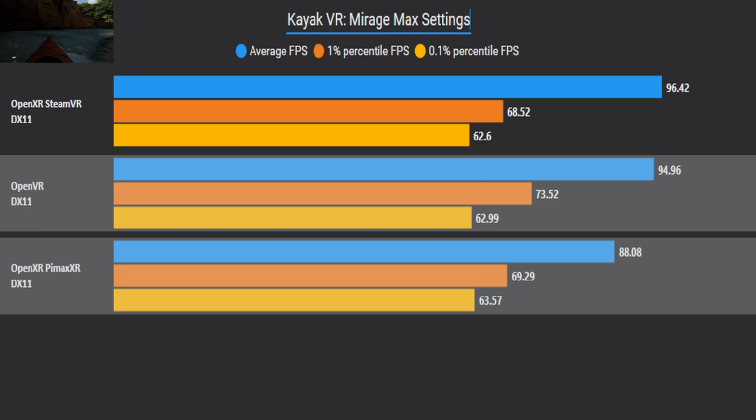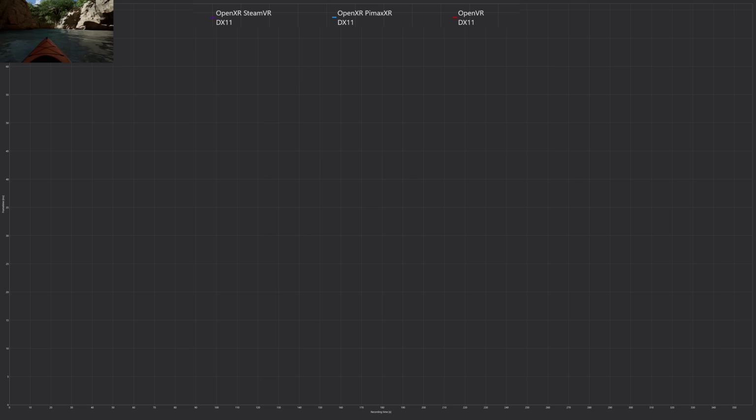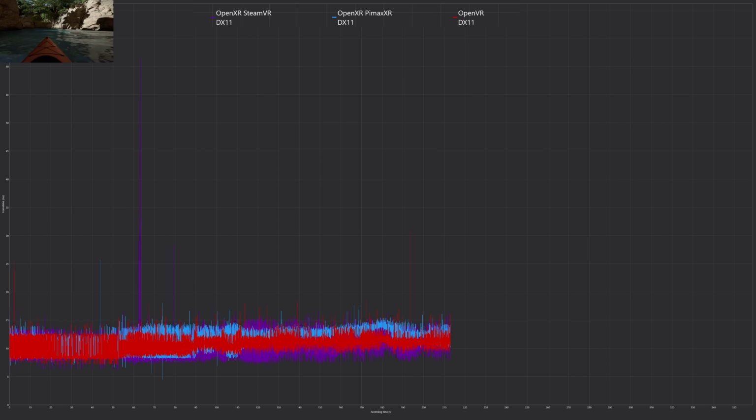PimaxXR is doing worse all around though. SteamVR is doing about 8 to 9.5% better on average FPS, and OVR's 1% lows are improved by 6.1%. 0.1% lows are about the same. Overall frame pacing was similar considering the FPS difference.